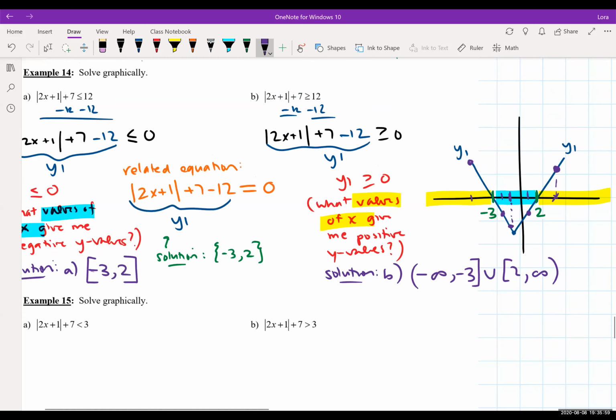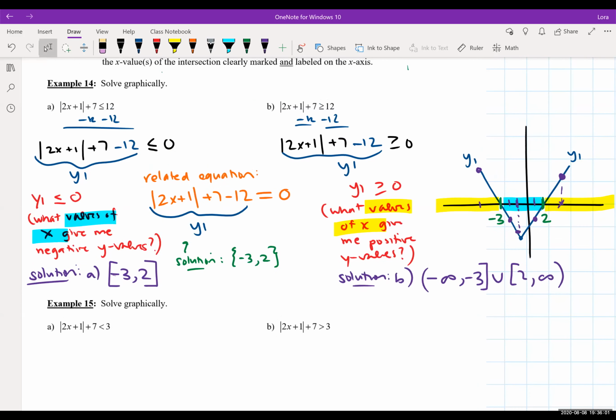So this is hands down my favorite way to solve absolute value inequalities. I really don't like using analytical ways, mainly because I get mixed up with all the steps. So if you can read graphs, you can always figure out what the solution is.